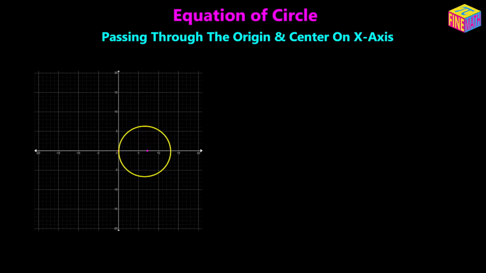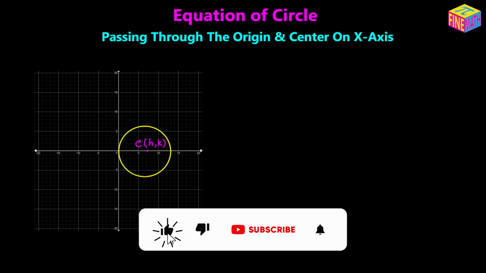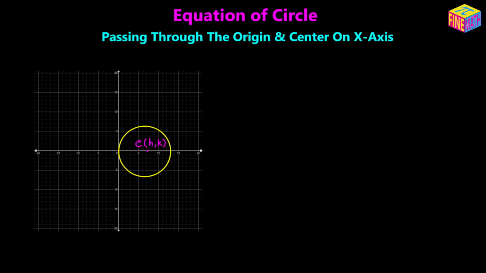Hi everyone, in this video we are going to see how to find the equation of a circle that passes through the origin and has the center on the x-axis. Let's suppose we have a circle like this where the center is on the x-axis, and let's assume the coordinates of the center are h, k. Obviously k will be equal to 0 because the center is on the x-axis, so the y coordinate will obviously be 0. But for now let's denote it as h, k.